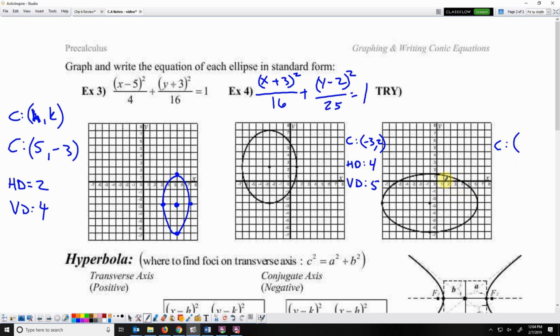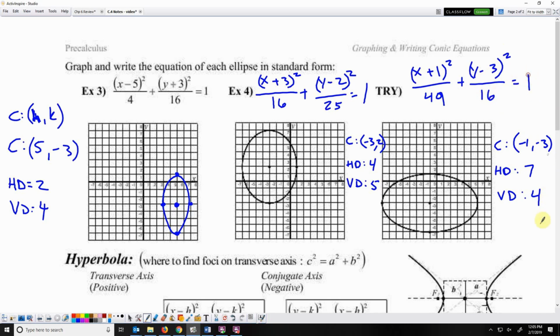Okay, here we have a center of negative 1, negative 3. A horizontal dilation, 1, 2, 3, 4, 5, 6, 7. And a vertical dilation, 1, 2, 3, 4. So for the horizontal components, x plus 1 squared over 7 squared, which is 49. And then for the vertical components, y minus 3 squared over 4 squared, 16, equals 1.